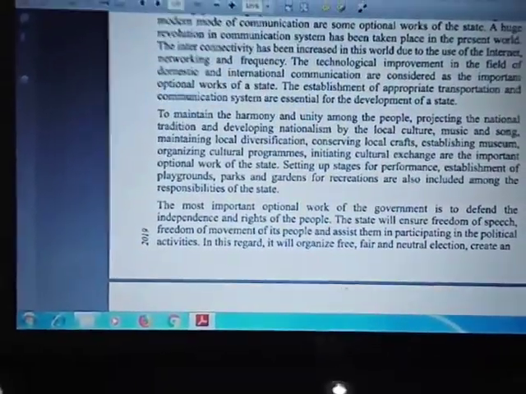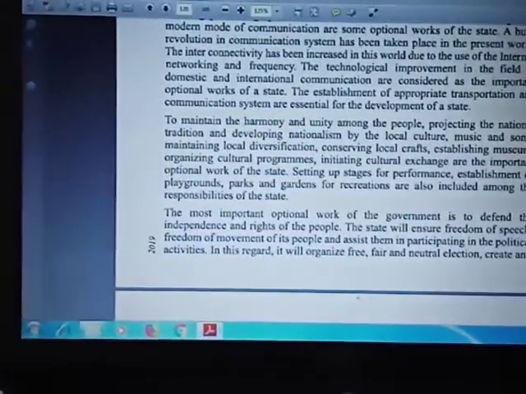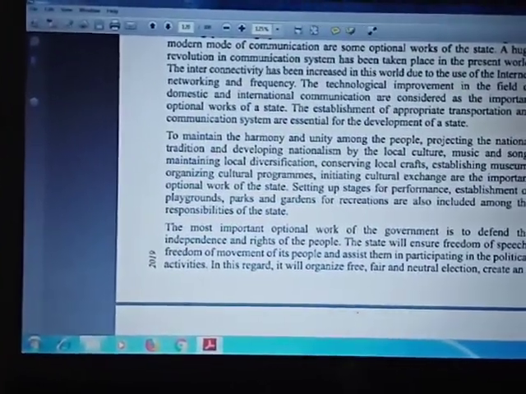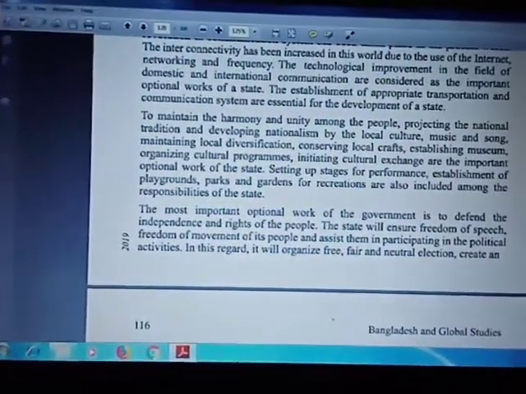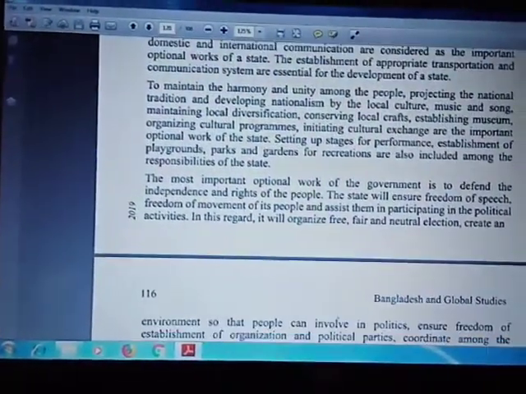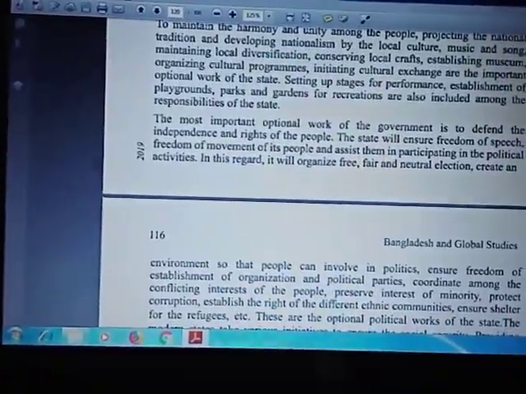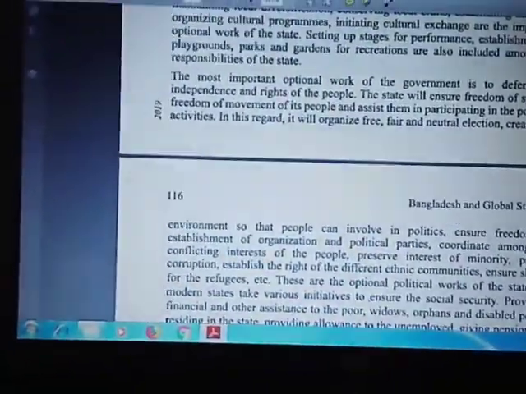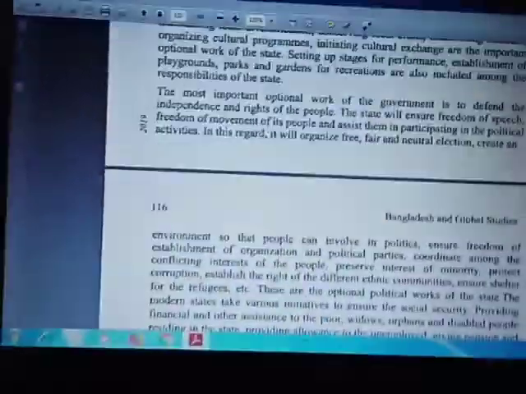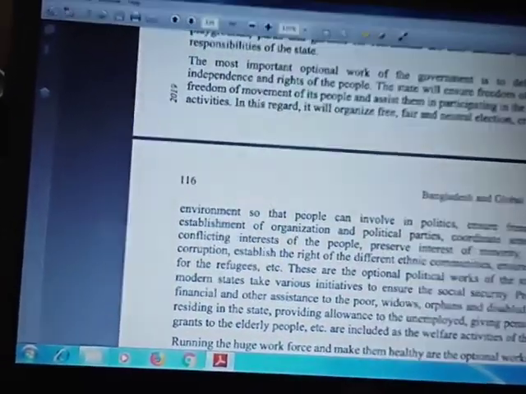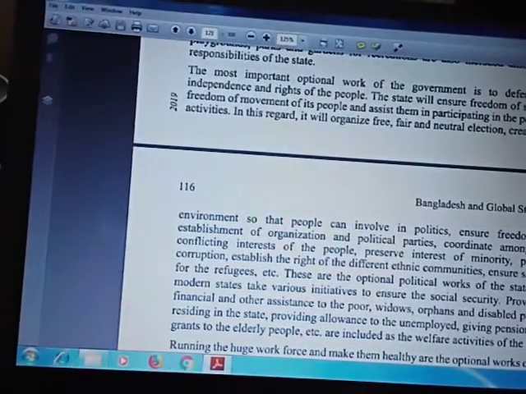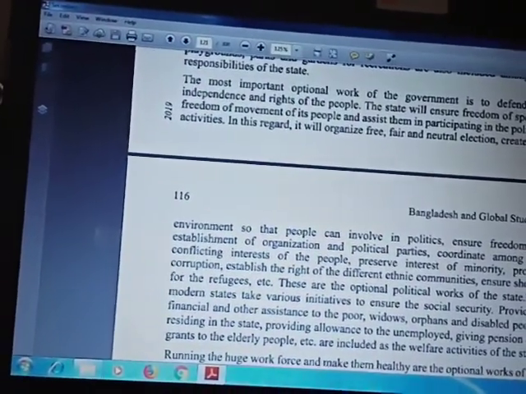Setting up stages for performance, establishment of playgrounds, parks and gardens for recreation are also included among the responsibilities of the state. The most important optional work of the government is to defend the independence and rights of the people.